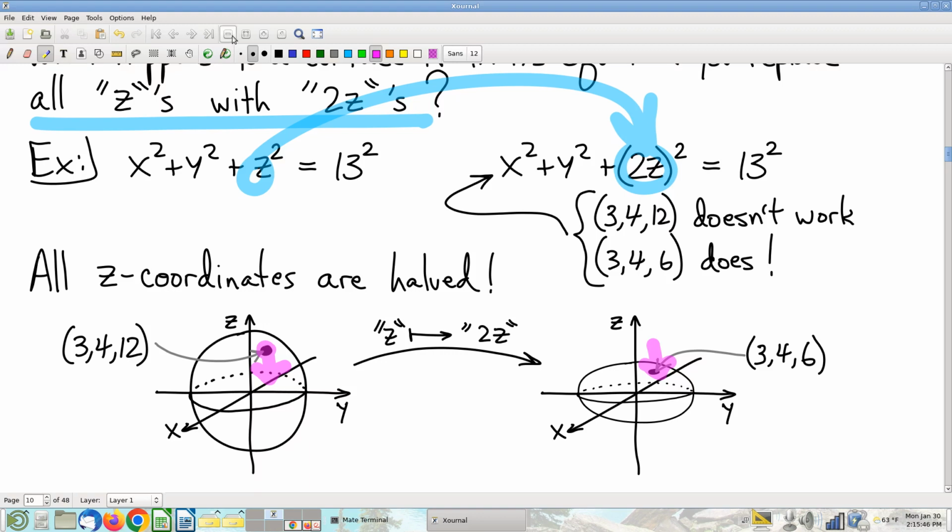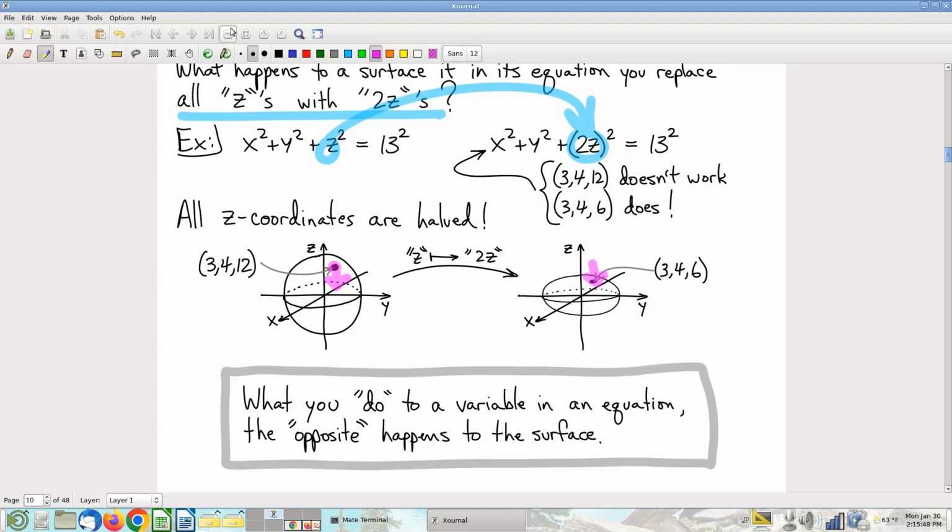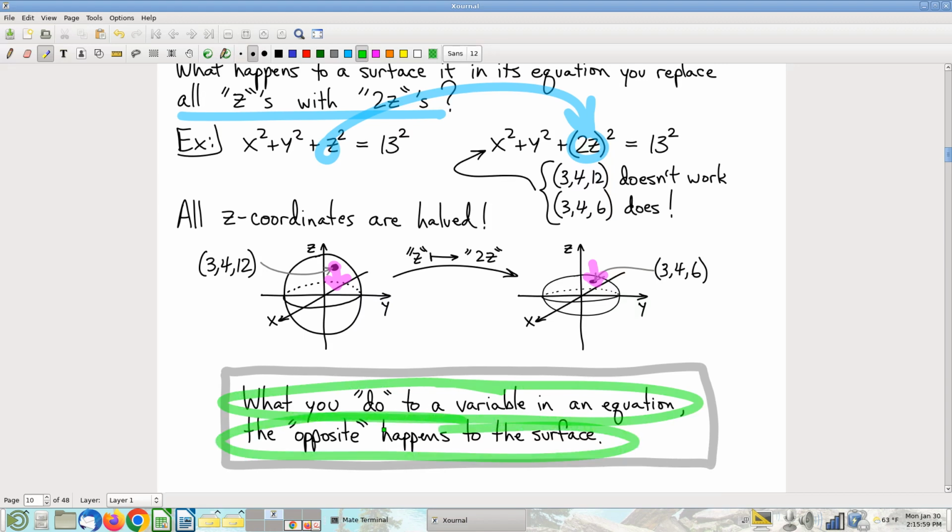Okay. So this is an example of what I claim holds in general, that roughly speaking, what you do to a variable in an equation, the opposite happens to the surface. This extra factor of 2 effectively divides solution coordinates by 2. Everybody on board? Believable? Okay.